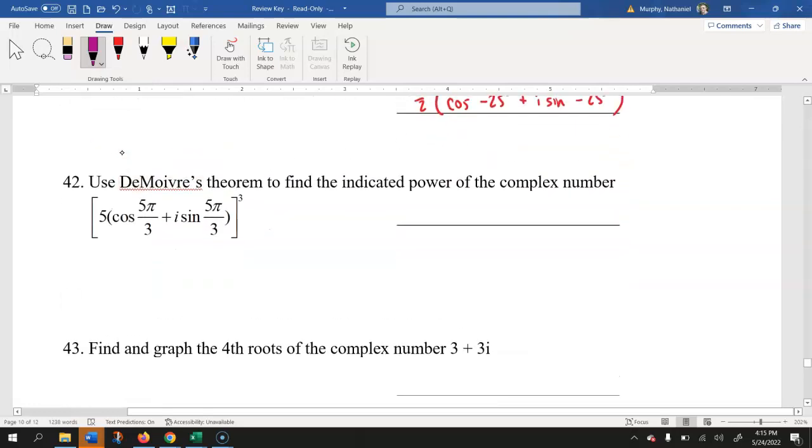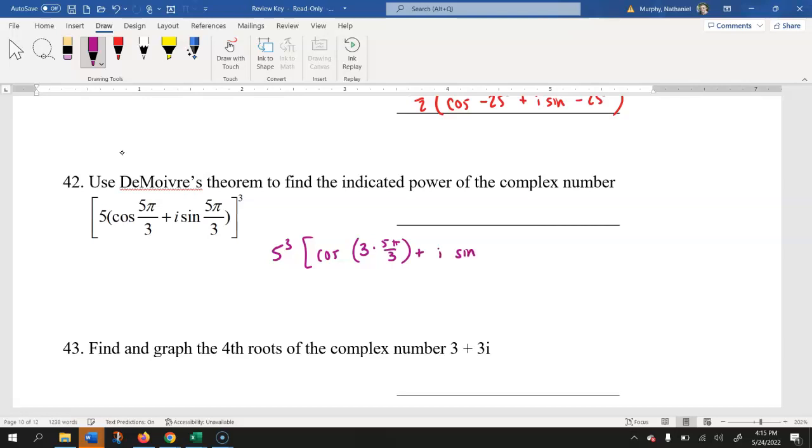Let's look at 42. Here we're going to use de Moivre's theorem to find the indicated power of the complex number. For this one, we're going to apply that power to the 5. So it'll be 5 cubed, which I'll simplify in a second, times the cosine. Now what we're going to do here is take that value for n, which is 3, times 5 pi over 3. And 5 cubed is 125. When you multiply these together, we're just left with 5 pi. So it'll be the cosine of 5 pi plus i sine of 5 pi.